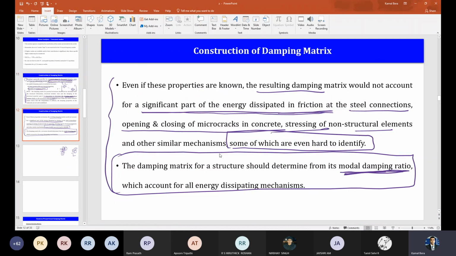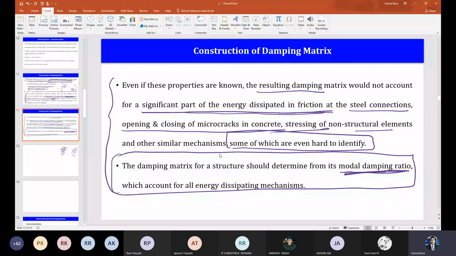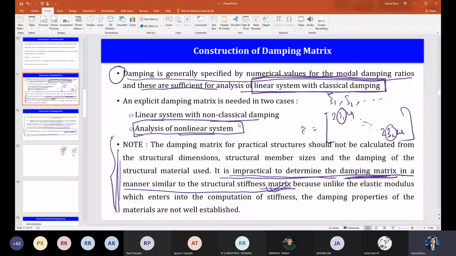So that's why they are saying that if you construct the damping matrix in the manner the stiffness matrix is obtained, then you will miss something, the energy dissipation mechanism. If you want to obtain it in an analytical manner, like the way you do it for the structural stiffness matrix, you will miss it. This part is clear?